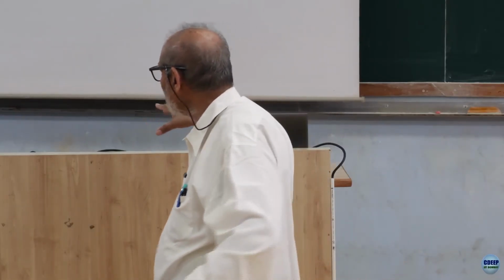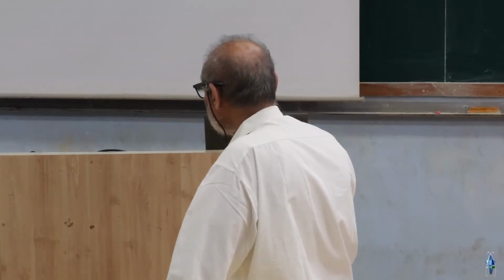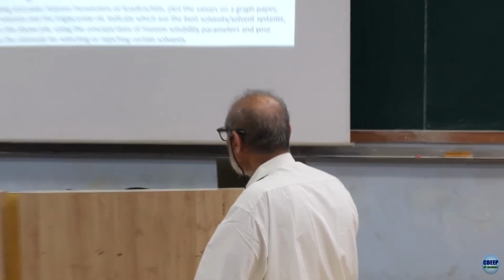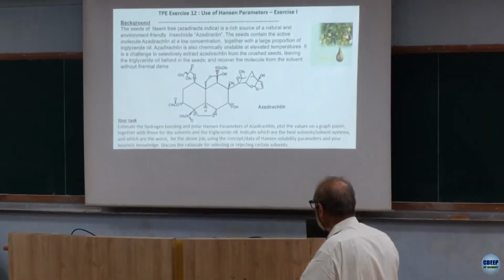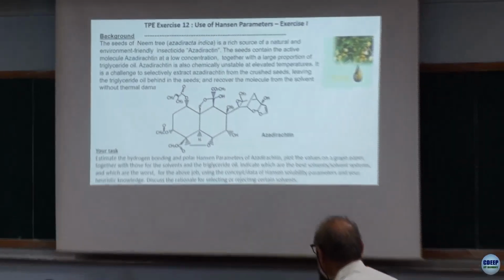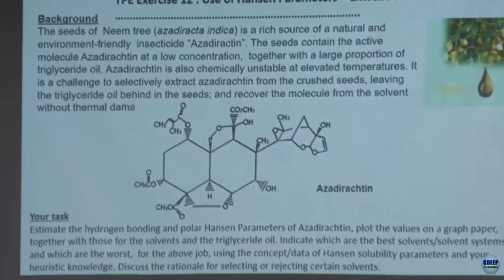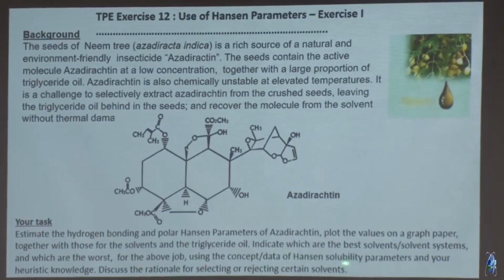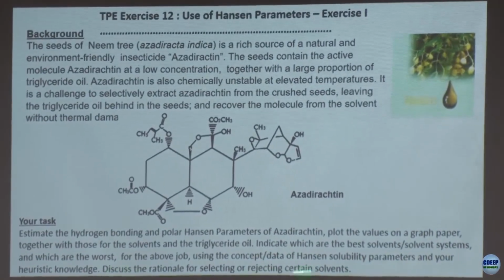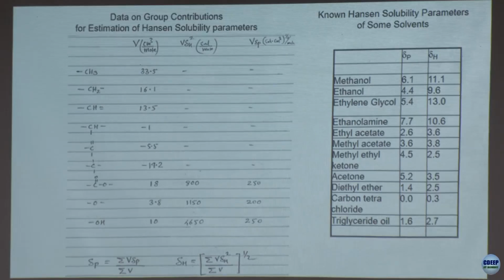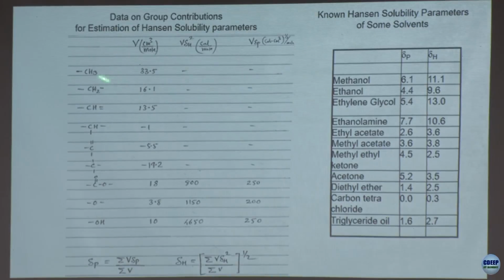is to estimate the hydrogen bonding and polar Hansen parameters of azadirachtin, plot the values on a graph paper together with those of the solvents and triglyceride oil, and indicate which are the best solvent systems and which are worst for the job, using the concept data of Hansen solubility parameters, and the data is given on the next page. So these are the group contributions for estimation of Hansen solubility parameters for different groups.